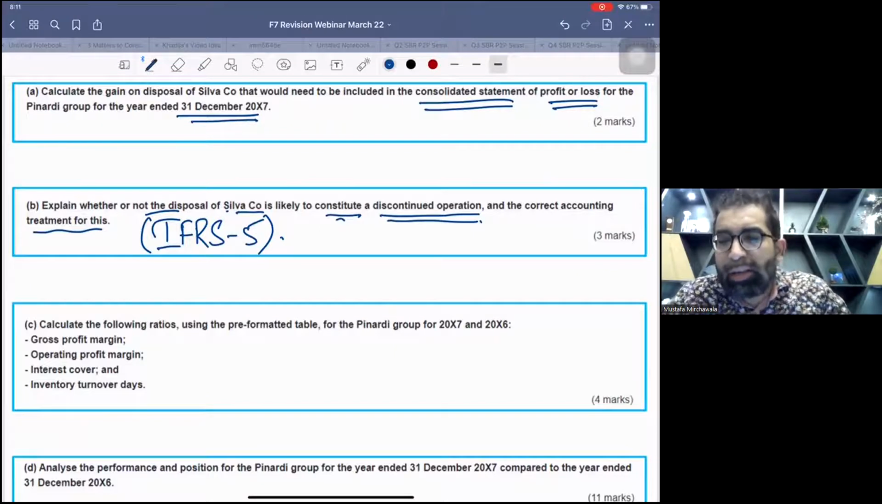So that shareholders will have good information to take a decision on whether the company has taken the right step or wrong. I'm sure you know this. So these 3 marks, it's a quality discussion of IFRS 5. Okay.